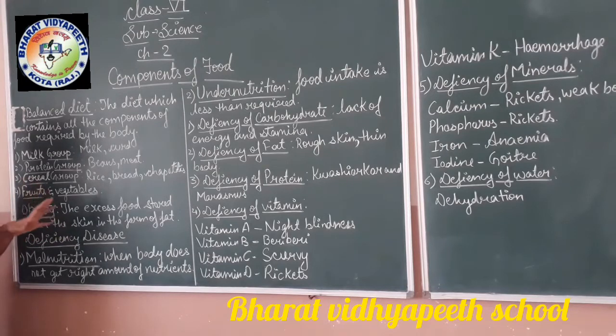Components and what are the sources of these components. Now we are going to study the next topic, balanced diet. What is a balanced diet? A balanced diet simply means a diet which includes all the components of food which are required by our body and which helps our body to develop and grow.